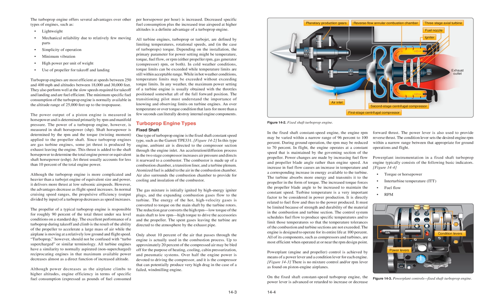Power plant instrumentation in a fixed shaft turboprop engine typically consists of the following basic indicators. Figure 14-4. Torque or horsepower. Interturbine temperature, ITT. Fuel flow. RPM. Condition levers. Power levers. Figure 14-3. Power plant controls, fixed shaft turboprop engine.